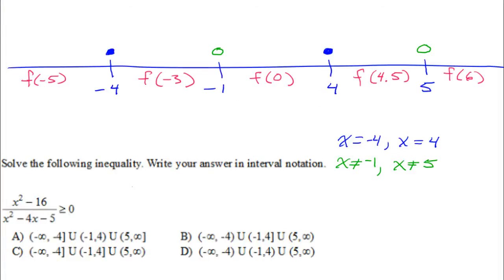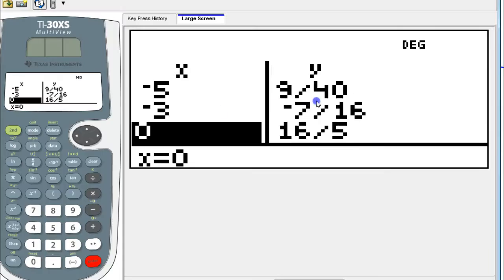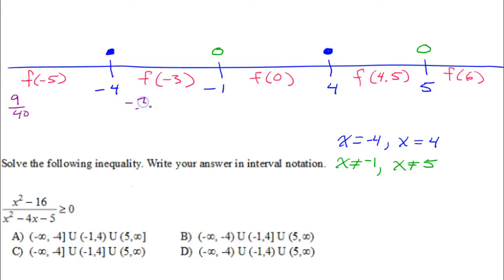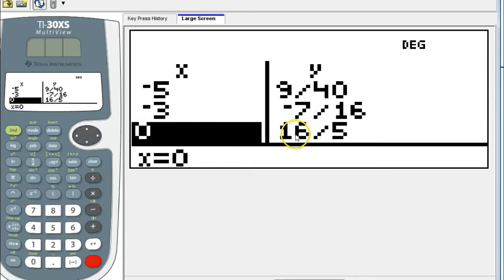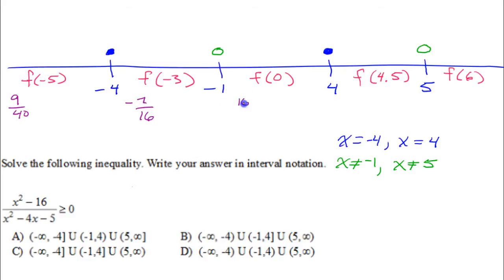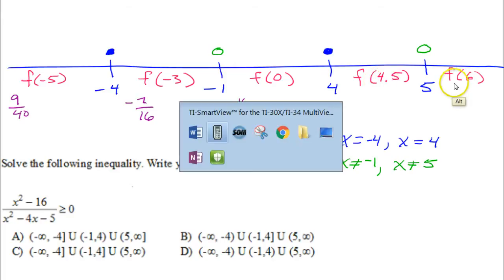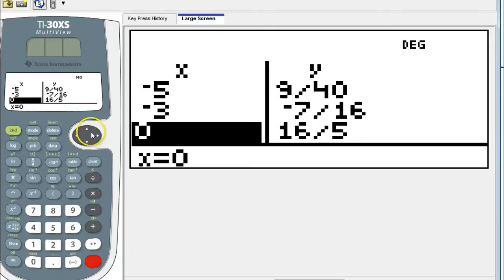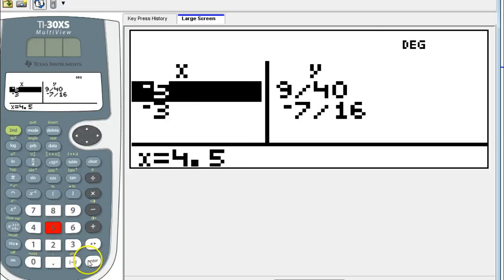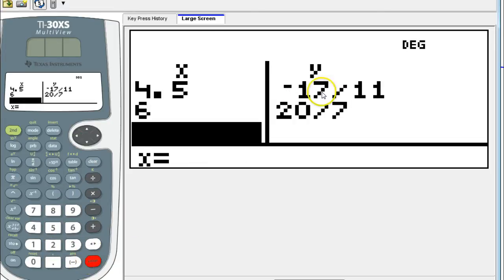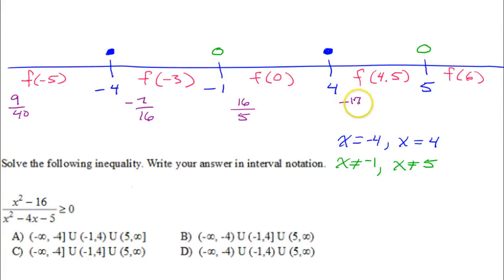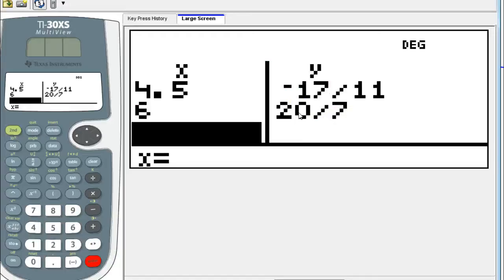So 9/40ths, -7/16, and 16/5. All right. Also, now we'll do 4.5 and 6. So we'll delete this. So 4.5 and 6. I have -17/11ths and I have 27ths.